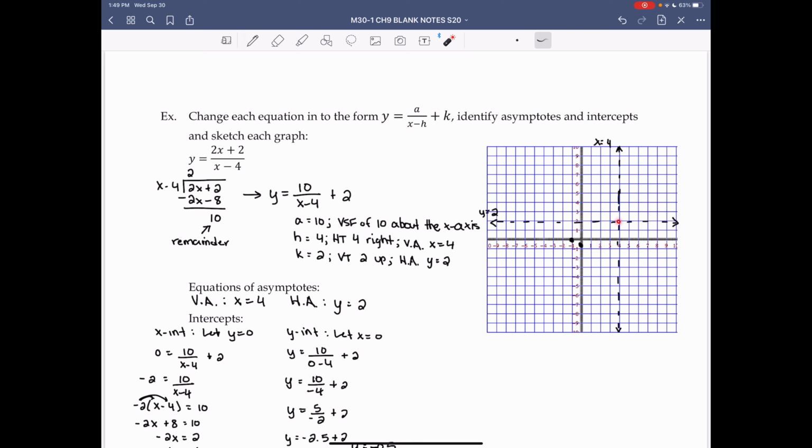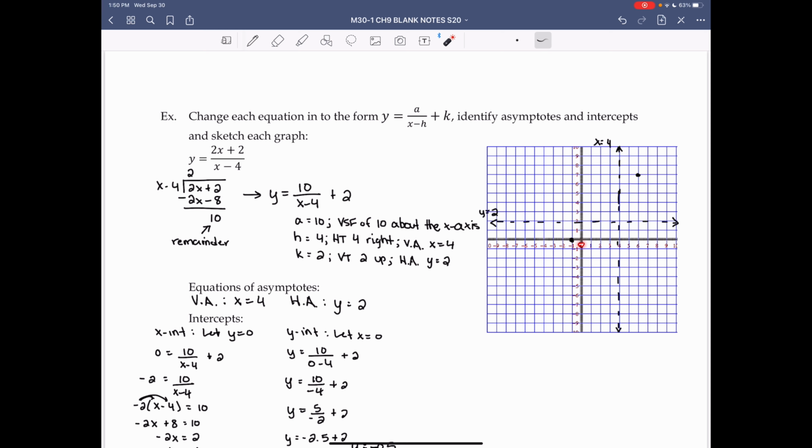From the center of our asymptotes to get to the x-intercept, we have to go 1, 2, 3, 4, 5 in the negative x direction, and then 2 in the negative y direction. So that would change to 2 in the positive x direction and 5 in the positive y direction. So a point at 6, 7.